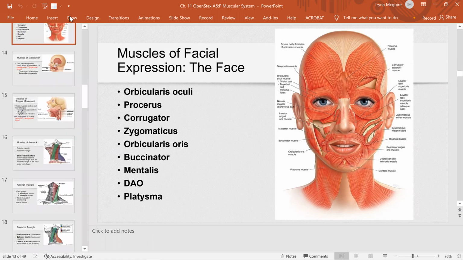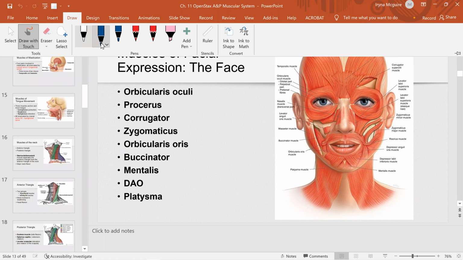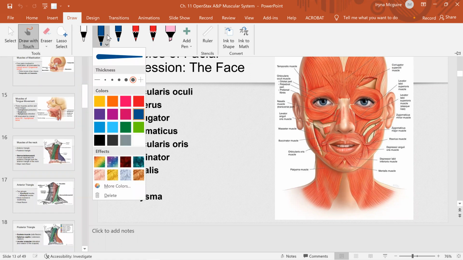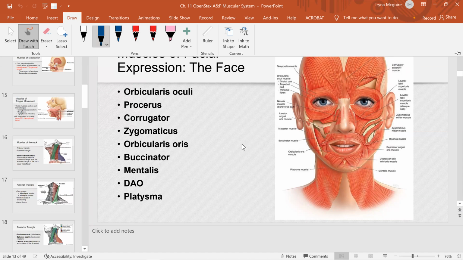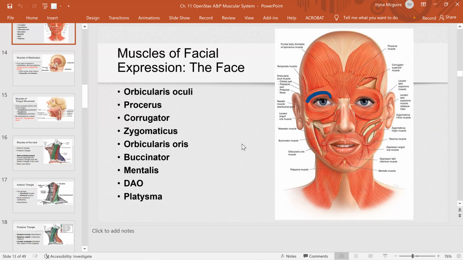Now I can choose blue. All right, so I guess I got it right. So orbicularis oculi, right there. Orbicularis oris, this muscle right here. Procerus, this muscle right there. Corrugator. Now corrugator muscles are deep, so you can see only the left corrugator, but they will be deep to your frontalis and procerus.